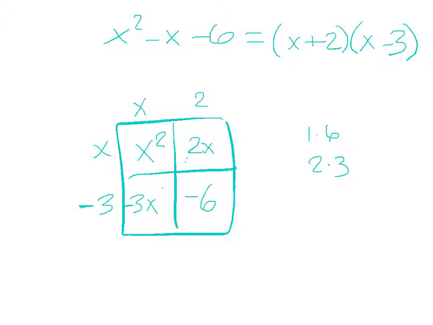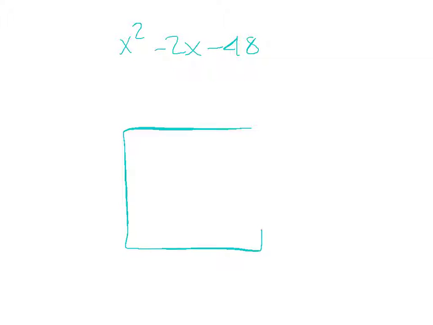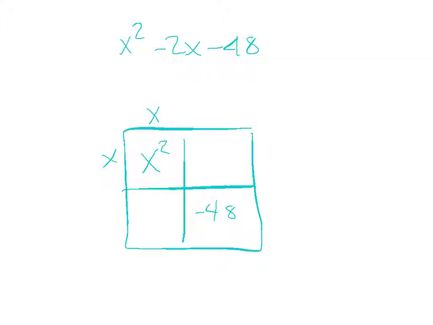All right. Let's jump to another problem. We have, let's see here, x squared minus 2x minus 48. This one should be interesting. All right. So we have x squared here and minus 48 here. x and x outside. Let's see, 48, 1 and 48. Oof. 2 and 24. 3 and 16. 4 and 12.